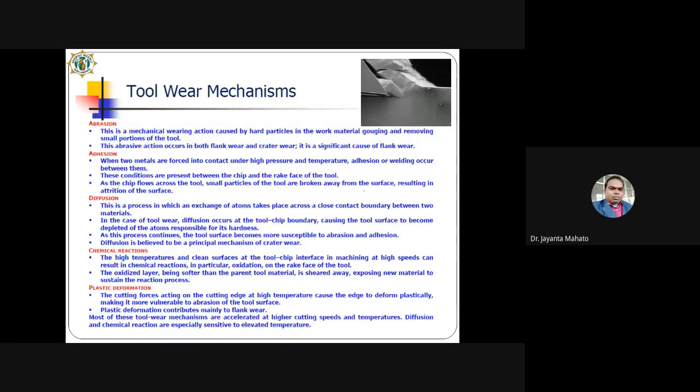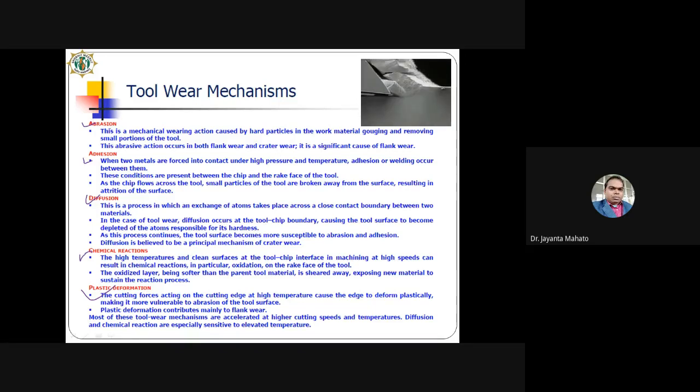So these are the tool wear, the wear mechanisms. Different types of wear mechanism: abrasion, adhesion, diffusion, chemical reaction and plastic deformation. I will list them there. Just read it. This is actually the general wear mechanism.